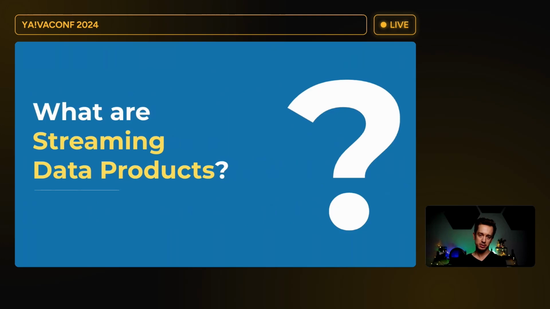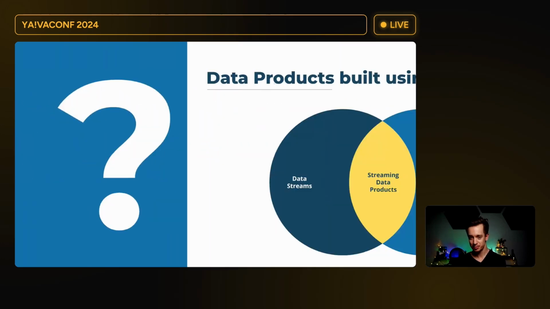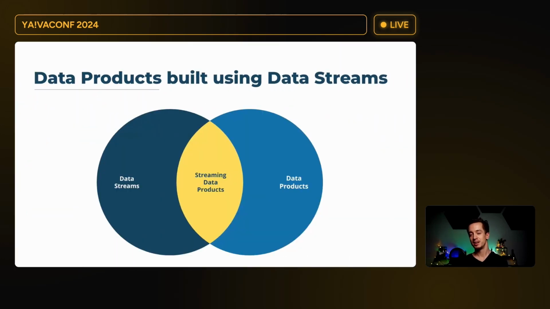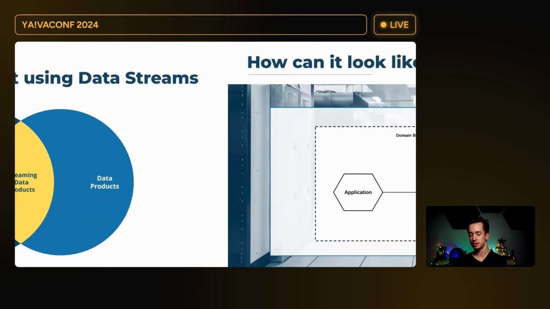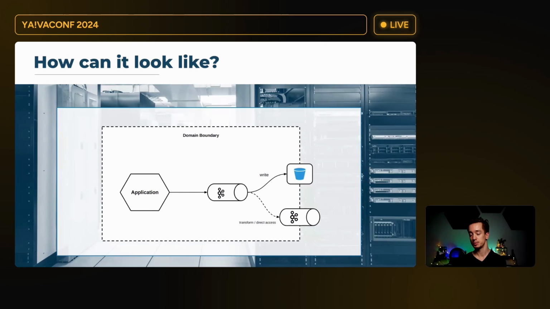And streaming data products, this is the application of data streaming to this concept. Streaming data products will be a subset of data products that are built using streaming technologies, or in other cases, data streams that you promote to the data product status, because this also comes with certain commitments that from now on your customers will expect you to fulfill.